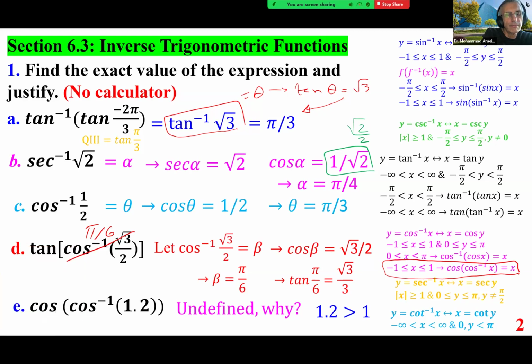One other way you can handle it, say, okay, I'm going to solve it as follows. Let cosine inverse of 1.2 be alpha. By definition, cosine alpha equals 1.2, and this has no solutions, everybody. So we should know that this is another way of approaching it. Either way, no solution, undefined.